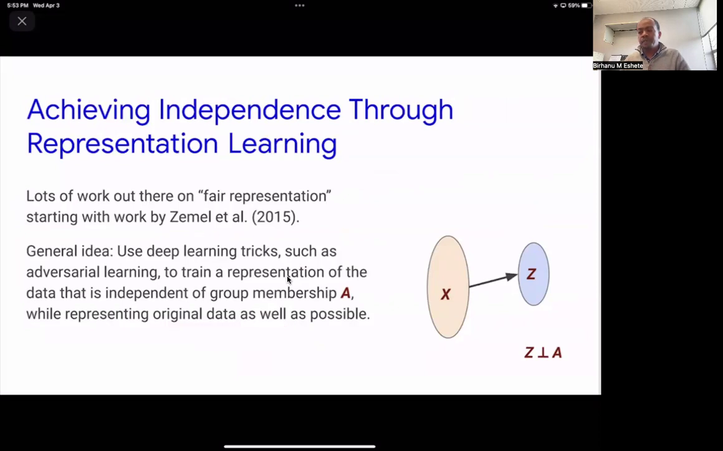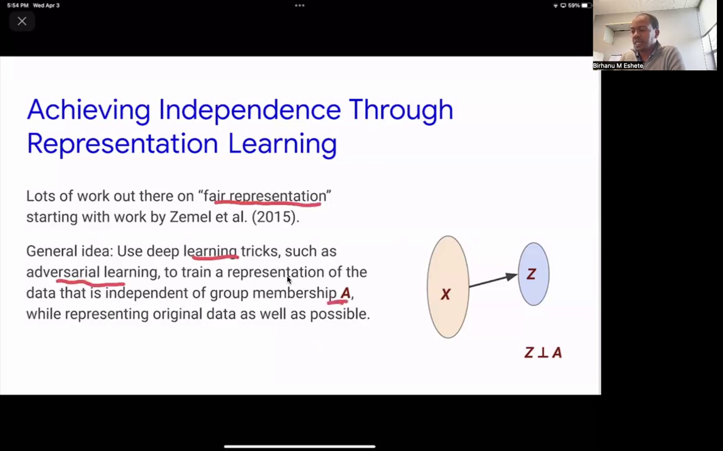In an attempt to achieve independence, the literature in fairness and machine learning has gone through a bunch of episodes, and one of the notable ones is what we call representation learning. So, fair representation learning, okay? Representation learning is a main topic of deep learning, but now we have the question of fair representation learning. The general idea is to use some deep learning tricks, such as adversarial training or adversarial learning, as we saw in the adversarial examples lecture, to train a representation of the data that is independent of the group membership.